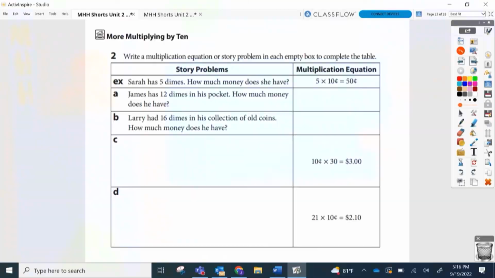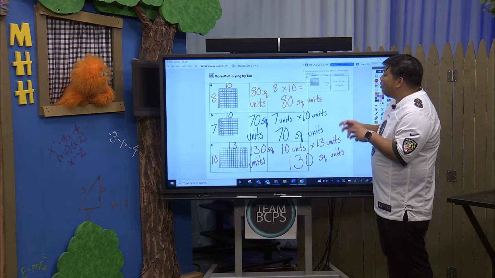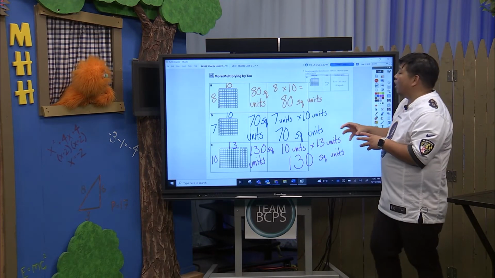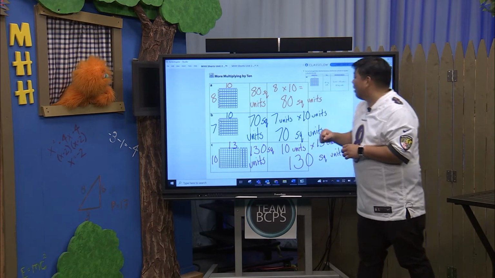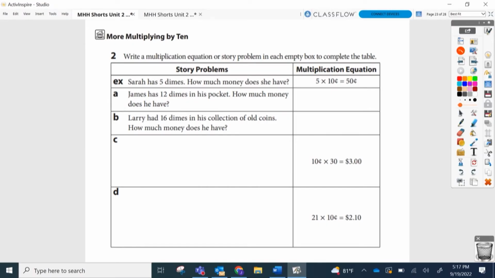Awesome. So just like we looked at earlier with our units, when you use an array like this, our units are going to be square units because we're building an array, a rectangle. So we're going to have square units because we're doing area. But now that we're using money, if we have dimes, we know we're talking about money.